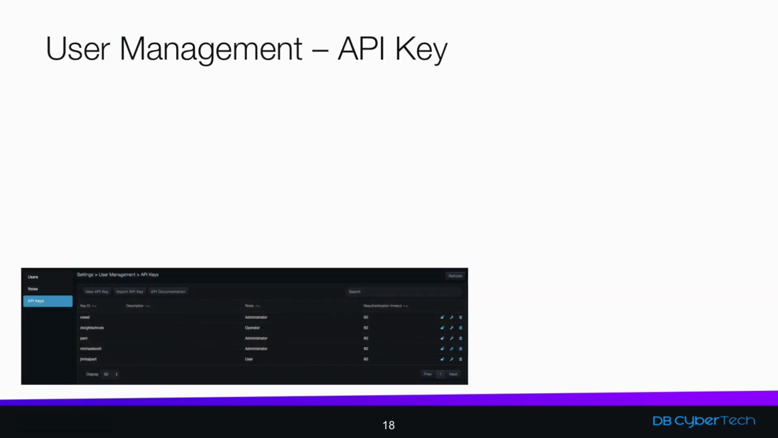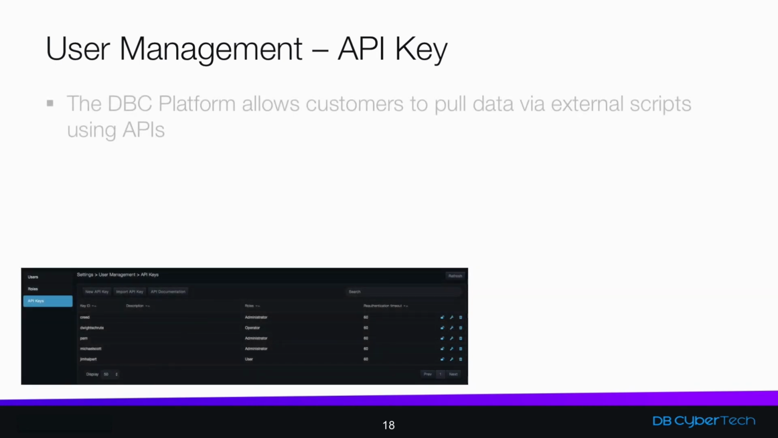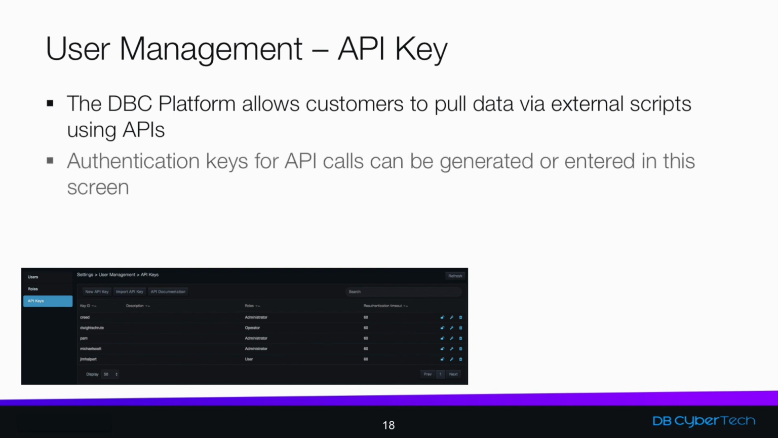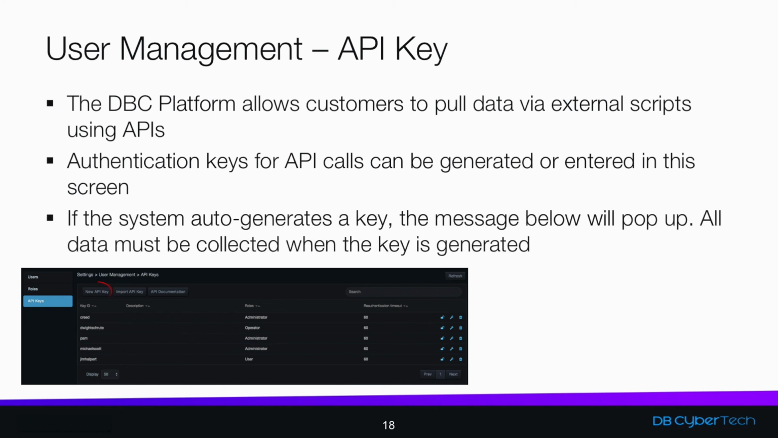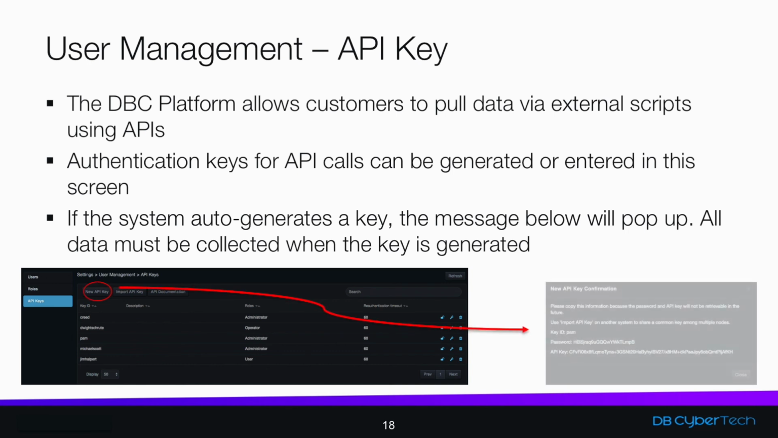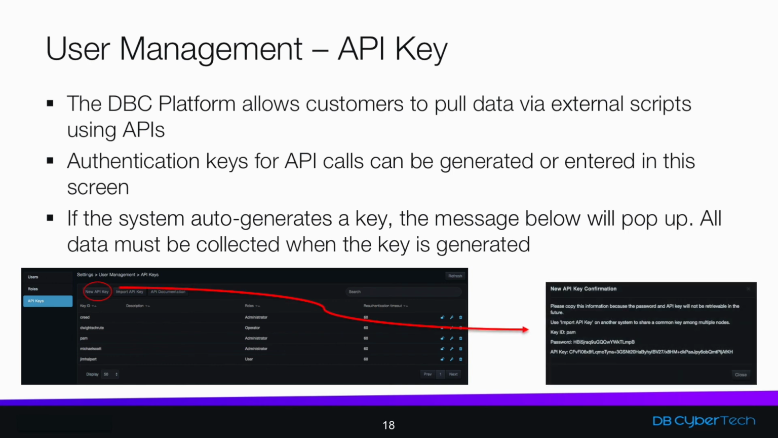Under the API Key tab, the DBC platform allows customers to pull data via external scripts using APIs. Authentication keys for API calls can be generated or entered in this screen. If the system auto-generates a key, this message will pop up. All data must be collected when the key is generated, as it cannot be viewed later.